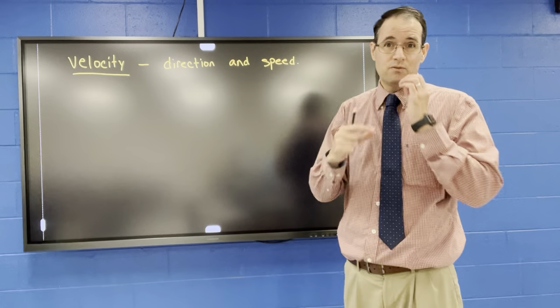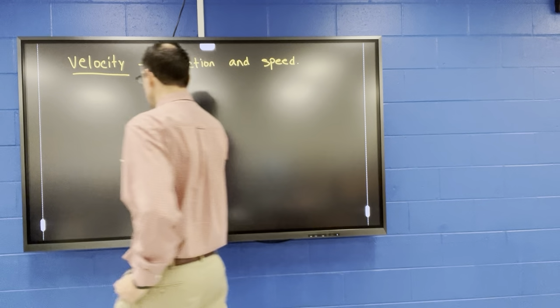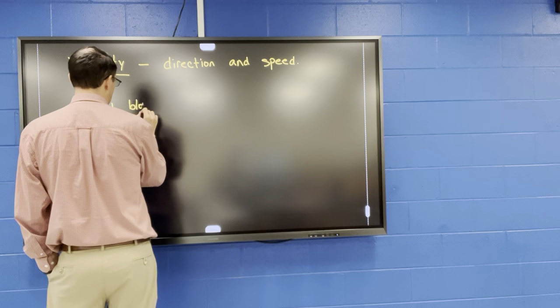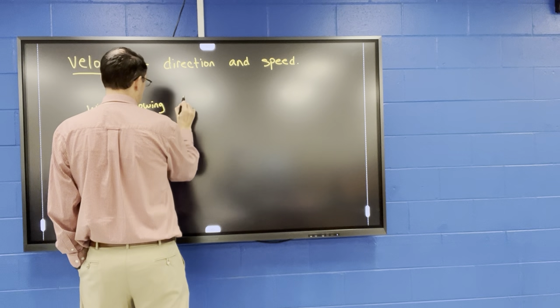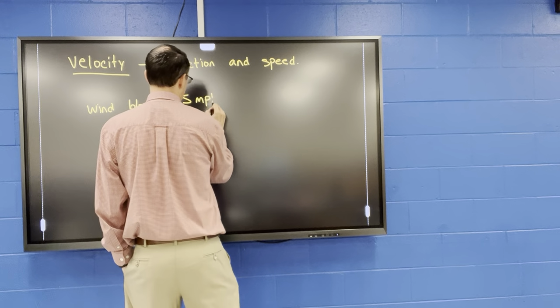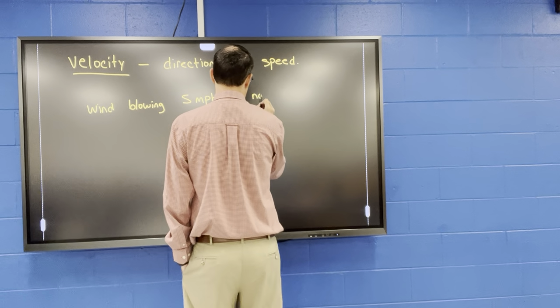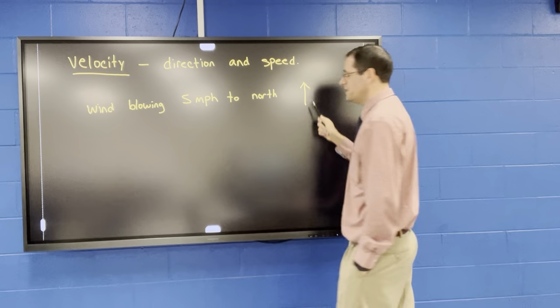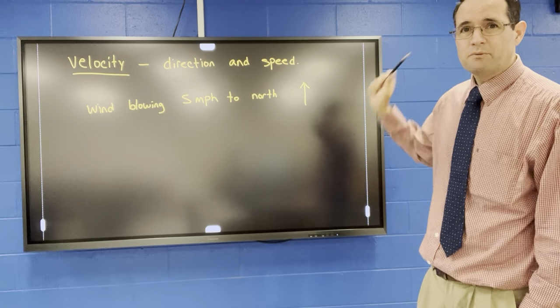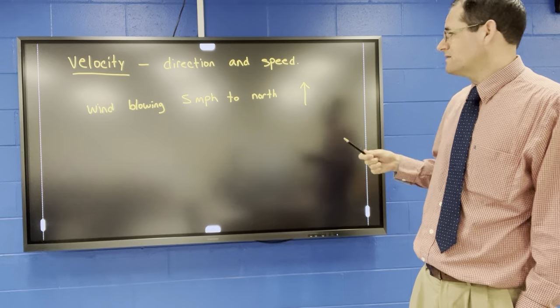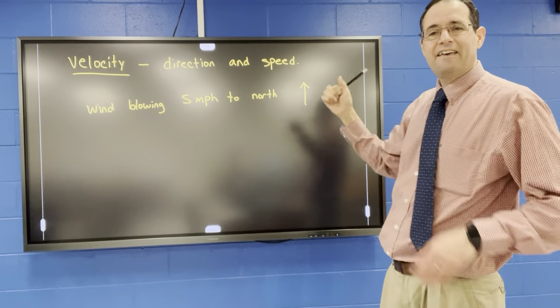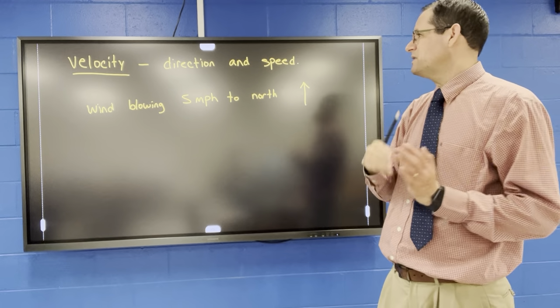So we indicate this with arrows, okay? If the wind is blowing 5 miles per hour to the north, we indicate that with an arrow. The arrow is pointing directly up. We're assuming that's north on this map or this imaginary surface. And the length of that arrow is the speed, okay?